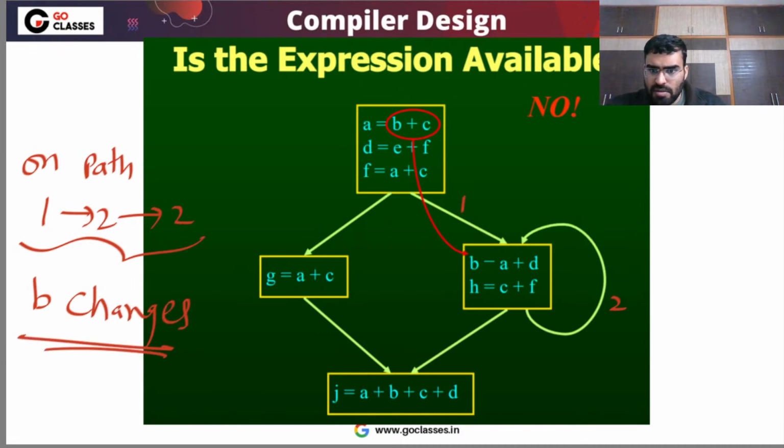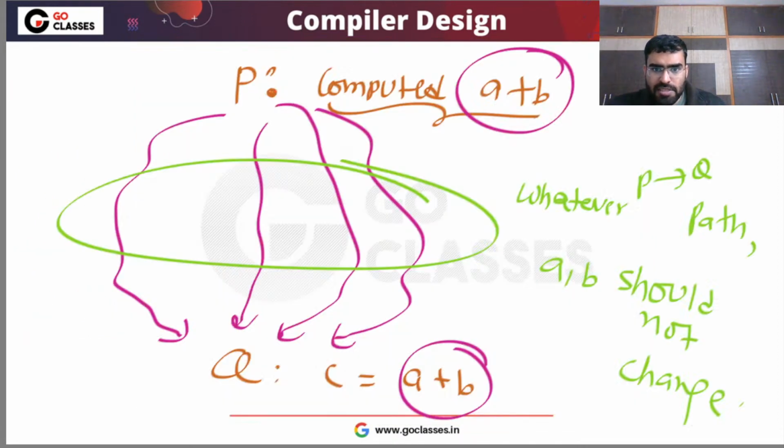Is it clear? You can notice all the variations I am taking. Is this point clear? Remember what I am telling you: whatever path you take, they should not change.